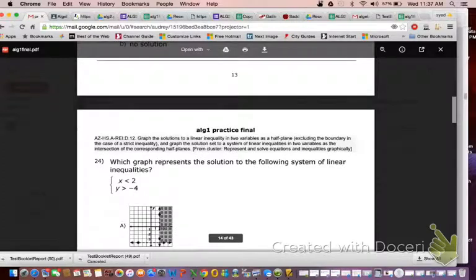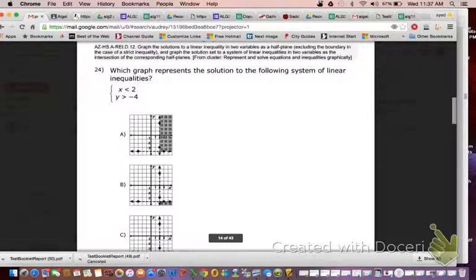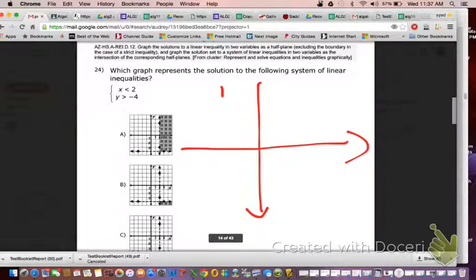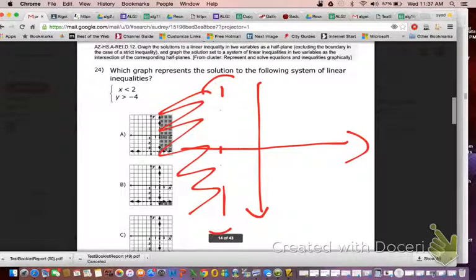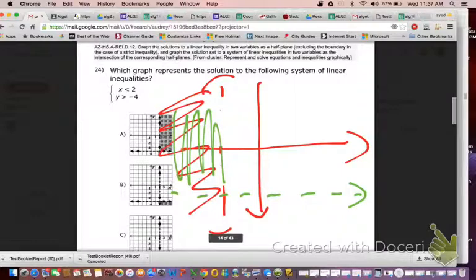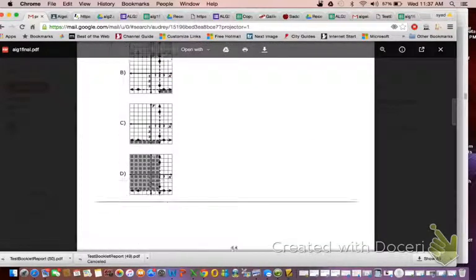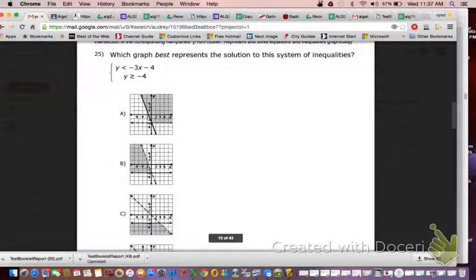Okay, so 24 is going to be two dashed lines, by the way. So this is x is less than 2, is this way. And y is greater than -4 is this way. So it has to look something like that. I believe it's choice D. So it has to be choice D. Again, pay attention to which line is dotted, which one is not.